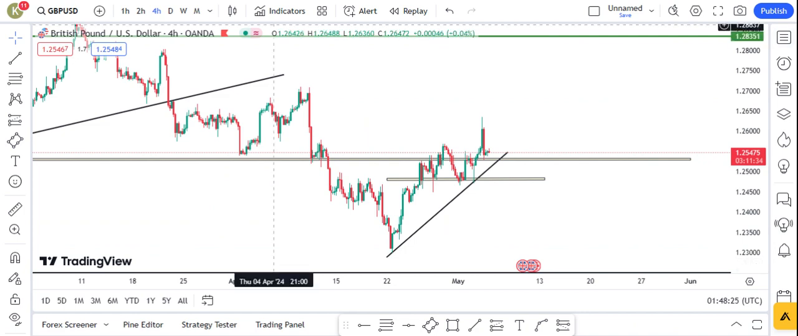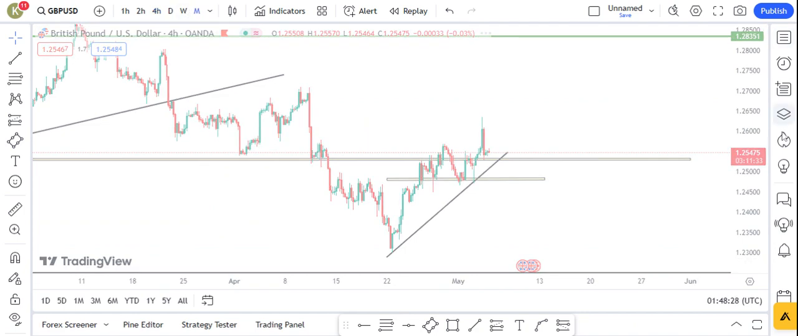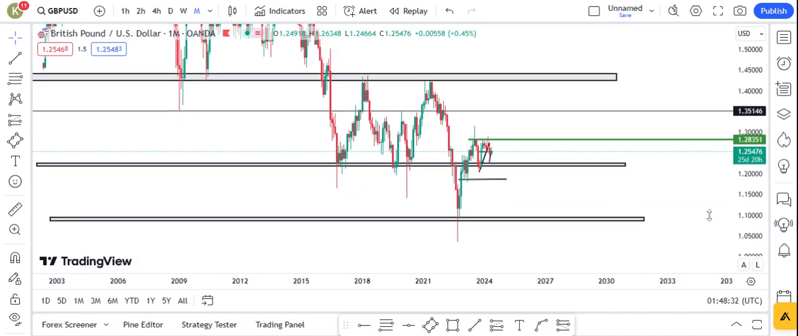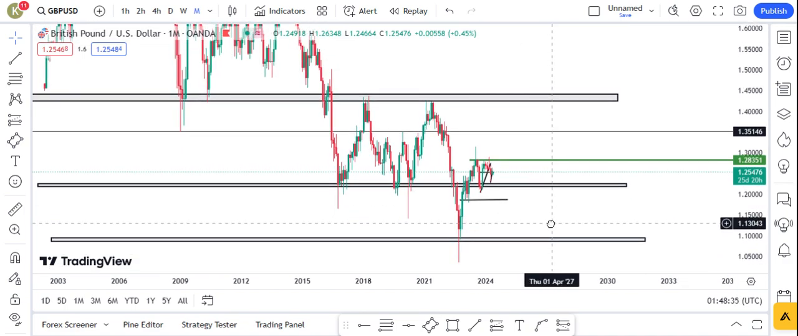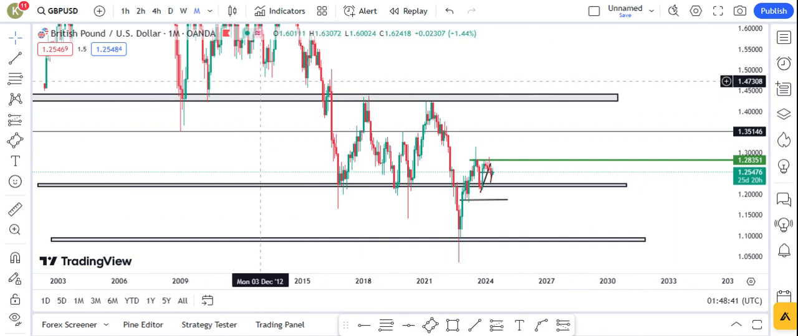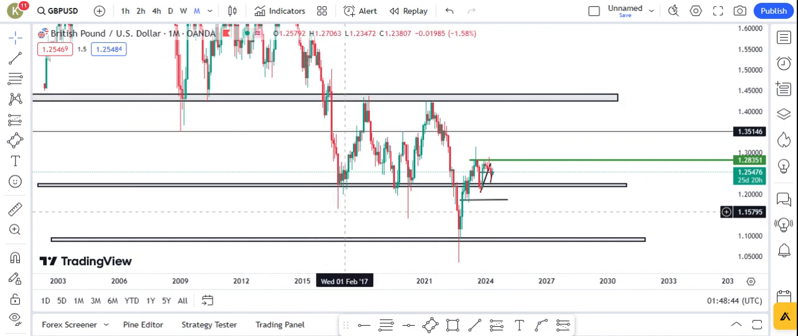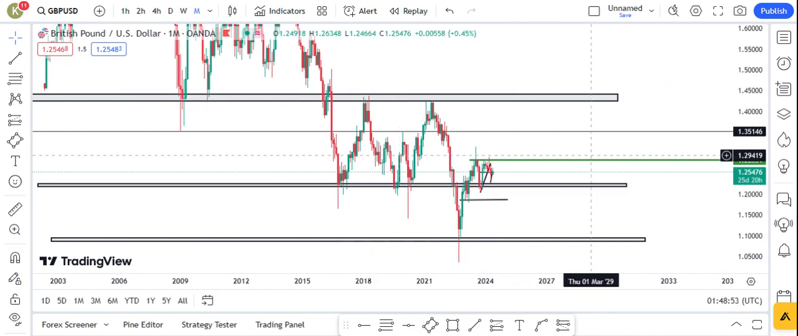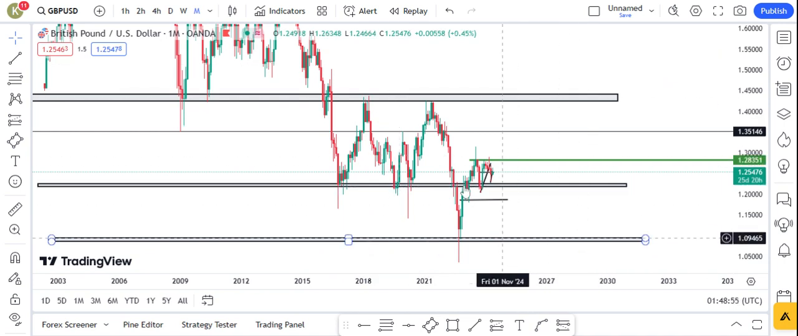So let's go over to the monthly time frame. You can see the monthly time frame is pointing down. So let's analyze it. We came down here, we touched this resistance level. It couldn't break above it. We touched this support level too. So it's in a range. When the market broke out, it came back for a retest.